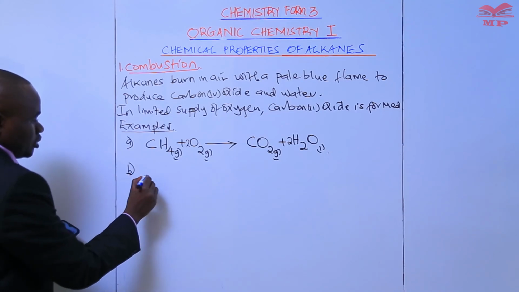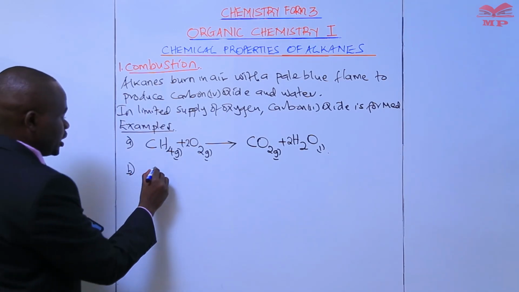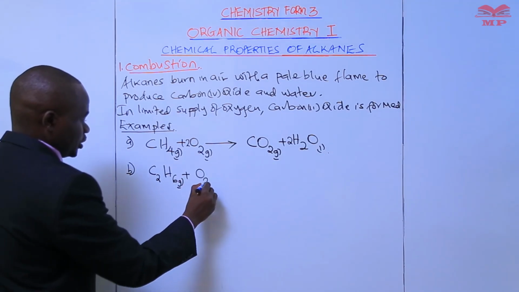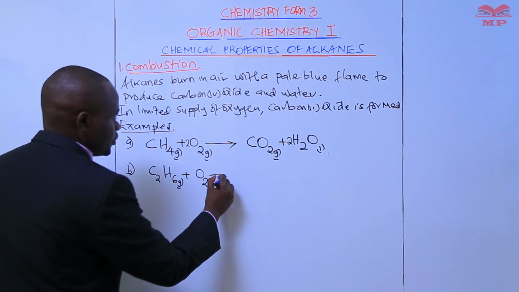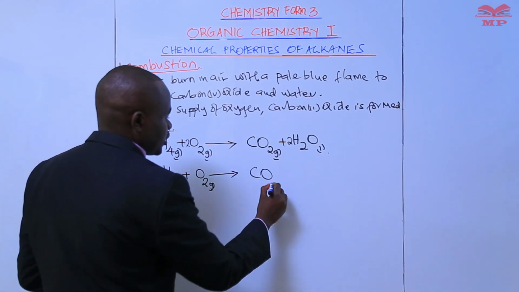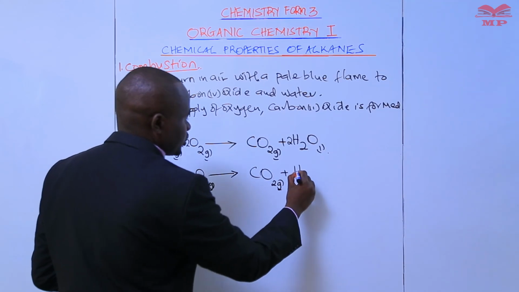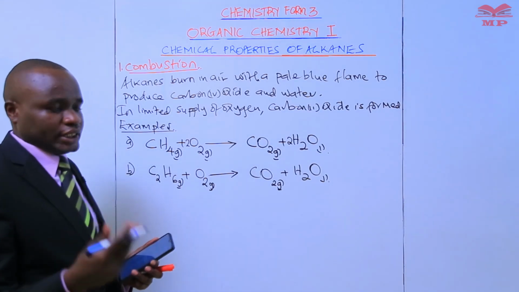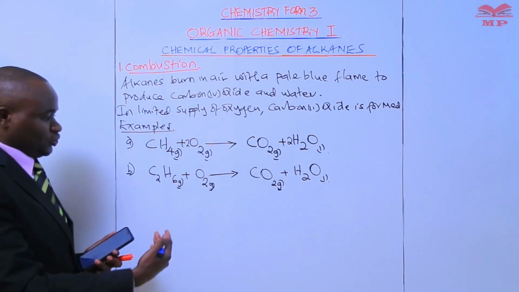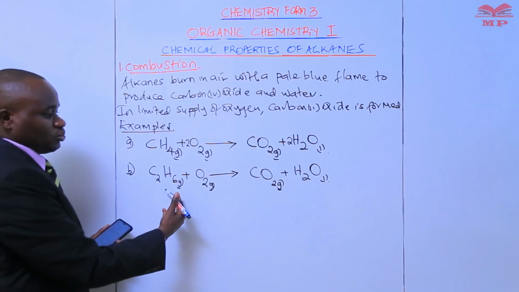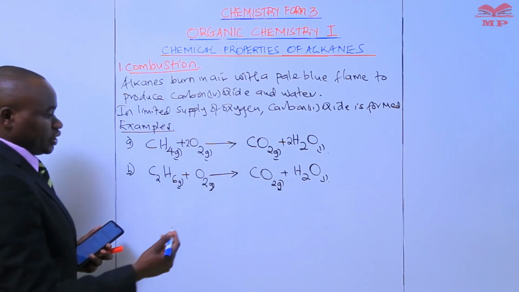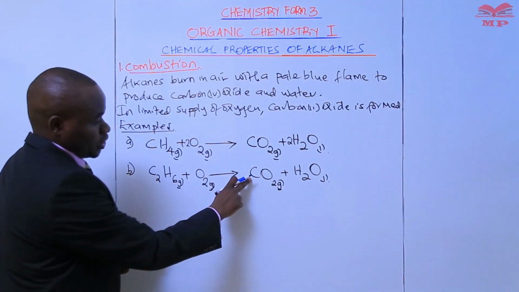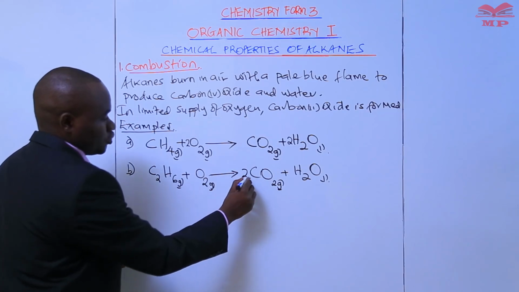Another example is ethane. The formula C2H6 burns in oxygen to give you carbon dioxide gas and water. I've already said the key thing here is balancing, and the best way is you start balancing carbon, and then next you move to hydrogen, and then you finish with oxygen. So let's start with the carbon. The left hand side has 2 atoms of carbon, the right hand side has 1. So to make this one 2, you multiply here by 2.